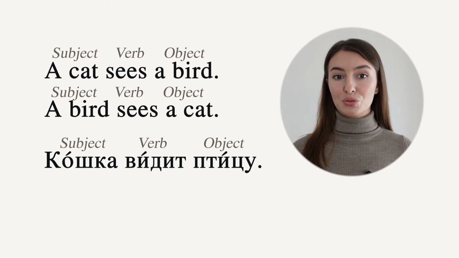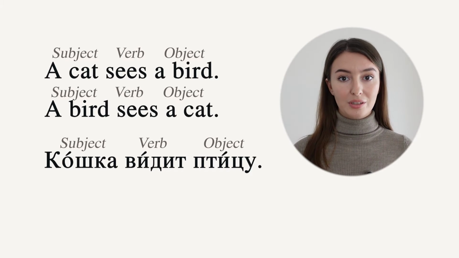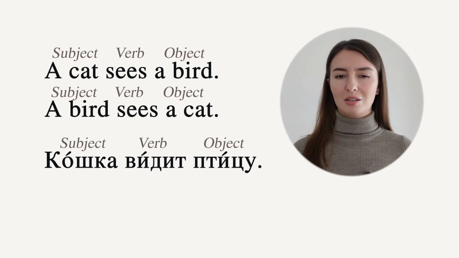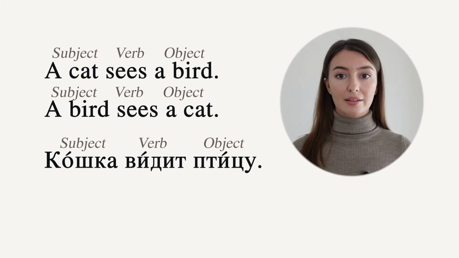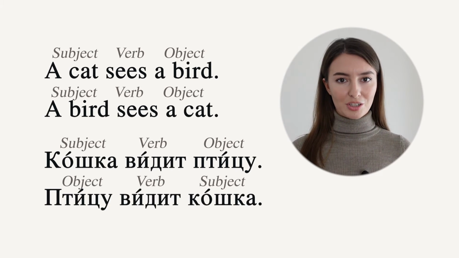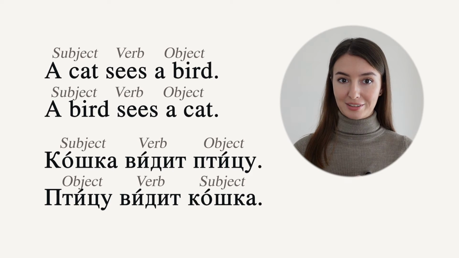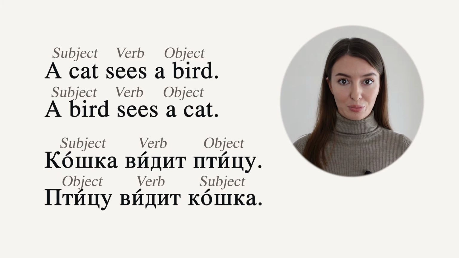Now let's try to change the word order in both sentences. A bird sees a cat. Have we just changed the meaning? Yes. Now a bird is a subject and the cat is an object. Let's do the same to the Russian sentence. Птицу видит кошка. Now the structure is object, verb, subject. But a cat is still a subject and a bird is still an object.